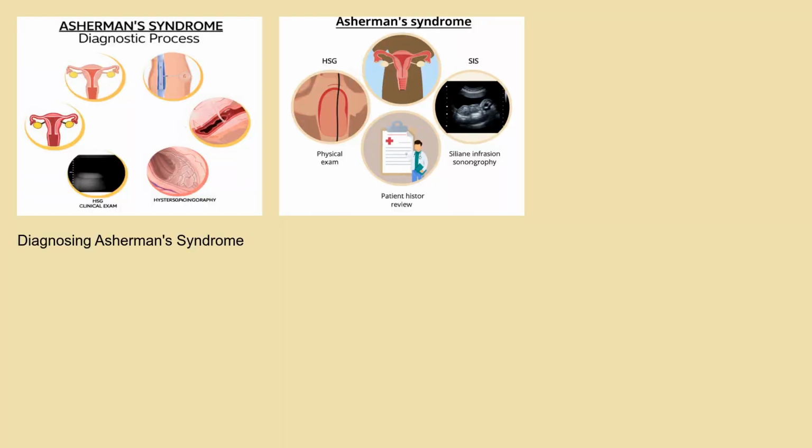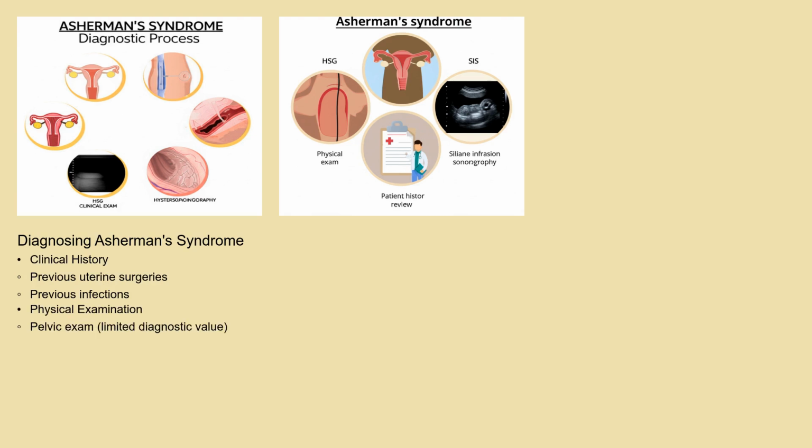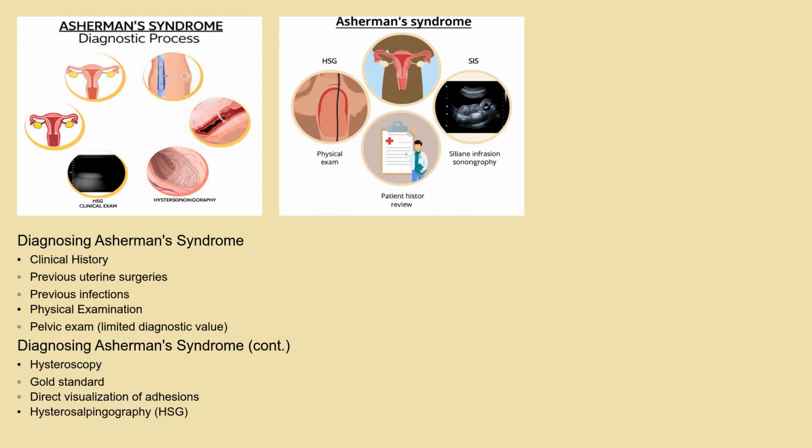Diagnosing Asherman syndrome typically involves a combination of clinical history, physical examination, and imaging studies. A detailed history, including any previous uterine surgeries or infections, is crucial. A pelvic exam may be performed, although it's often not diagnostic on its own. The gold standard for diagnosing Asherman syndrome is hysteroscopy, which allows direct visualization of the uterine cavity and the extent and location of any adhesions. Other diagnostic tools include hysterosalpingography, or HSG, an X-ray procedure using dye to outline the uterus and fallopian tubes, and saline infusion sonography, or SIS, an ultrasound technique that uses saline to distend the uterine cavity.